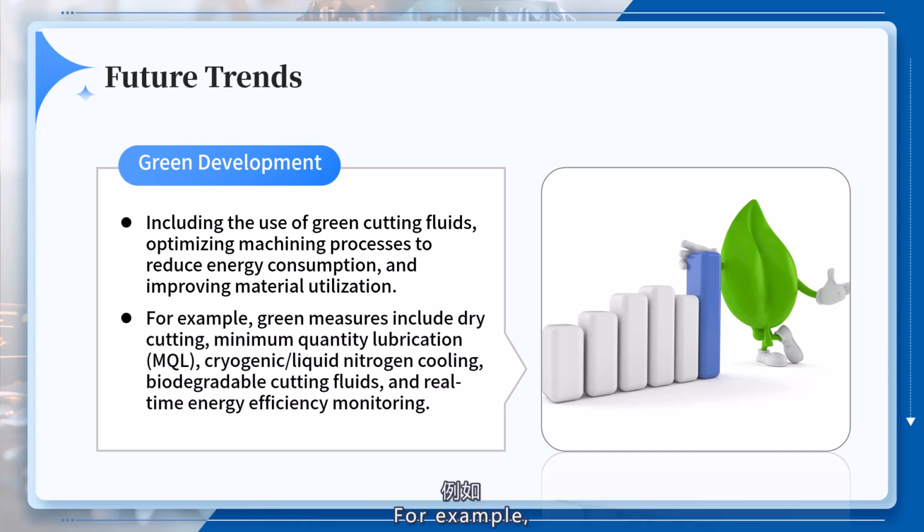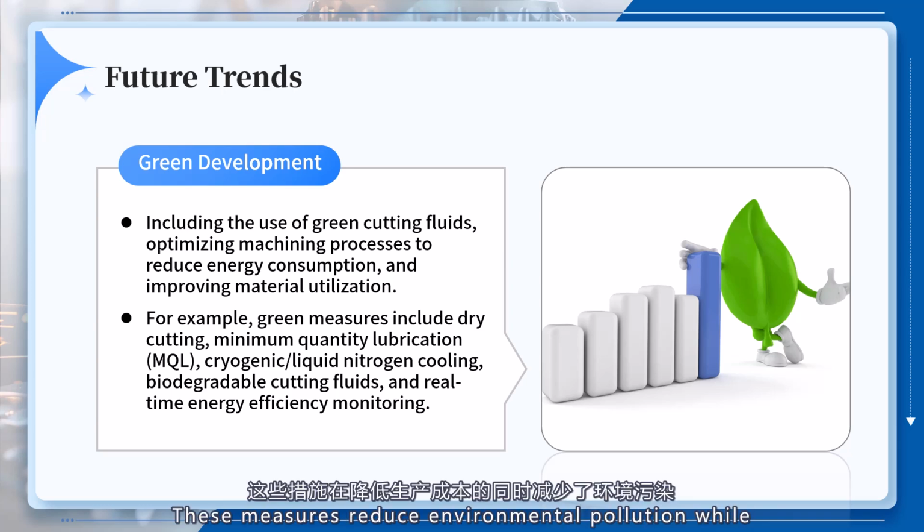For example, green measures include dry cutting, minimum quantity lubrication, MQL, low temperature, liquid nitrogen cooling, biodegradable cutting fluids, and real-time energy efficiency monitoring. These measures reduce environmental pollution while also lowering production costs.